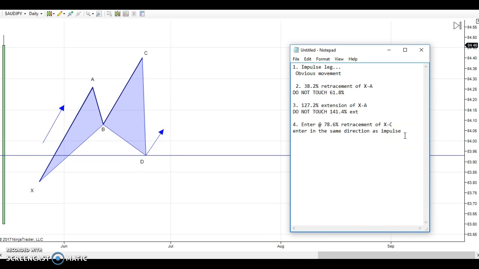Let's talk stop losses. Stop losses are different for every trader. Backtest and see what works for you. What I do is 10 pips below X. So if here's my X, we're going to put our stop loss 10 pips below it. Targets is a 38.2% retracement of C to D.